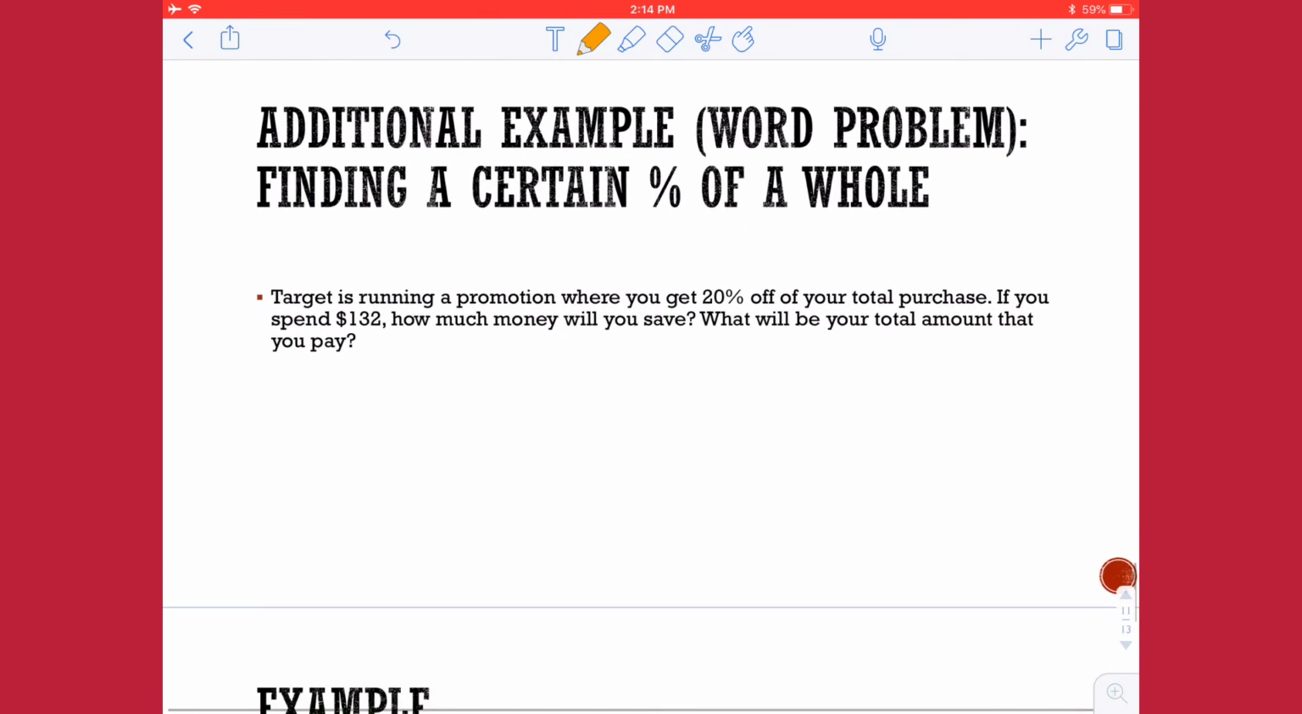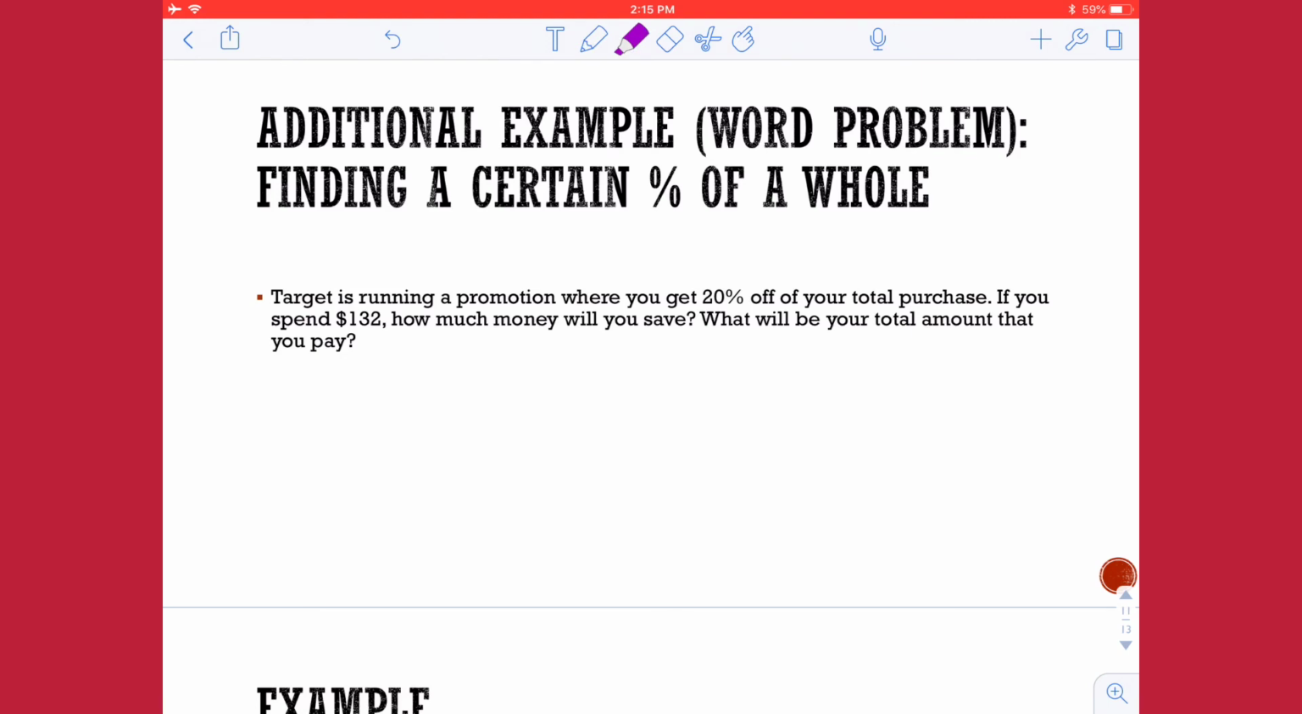All right, so let's look at a word problem. Let's find a certain percent of a whole. Target is running a promotion where you get 20% off your total purchase. If you spend $132, how much money will you save? What will be your total amount that you pay?